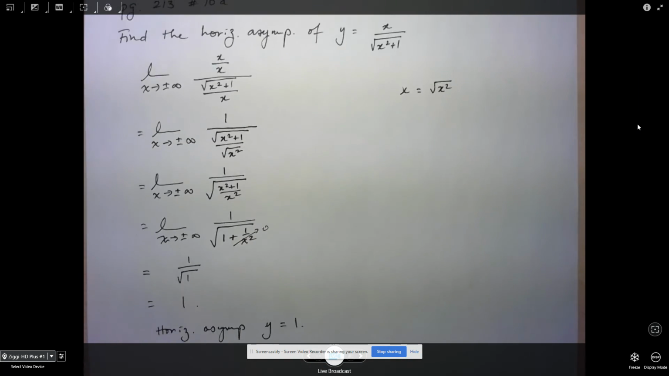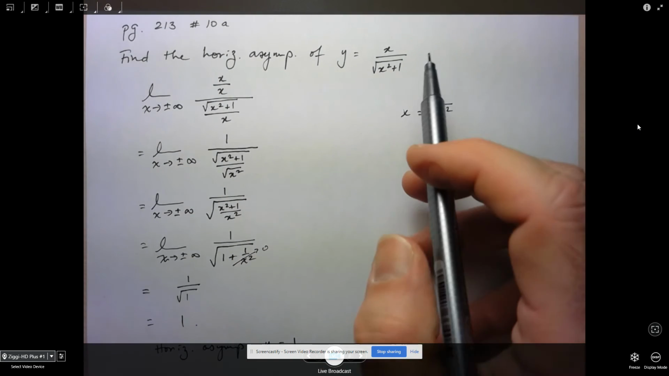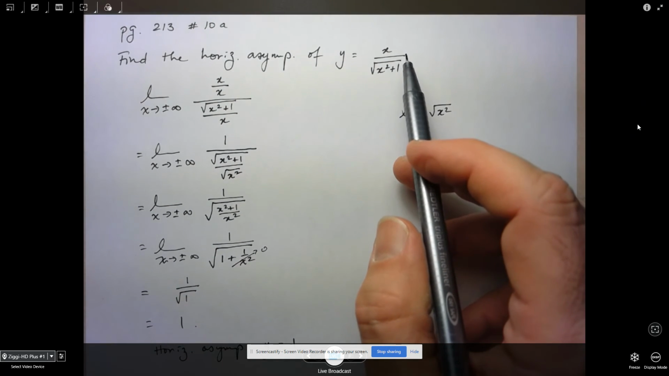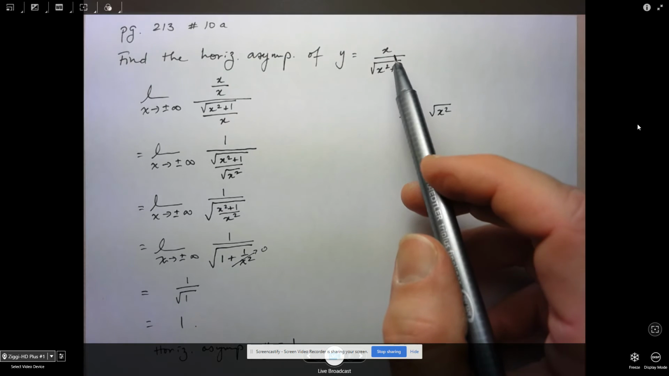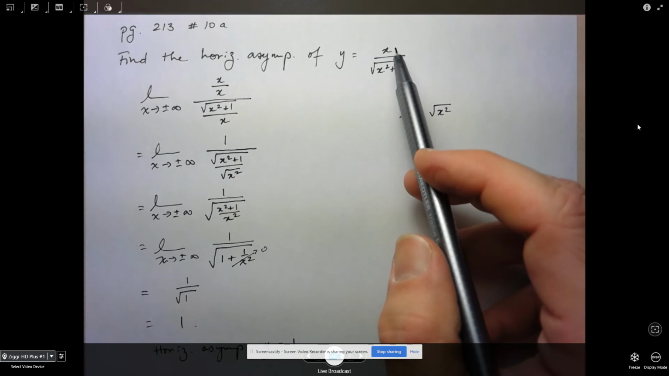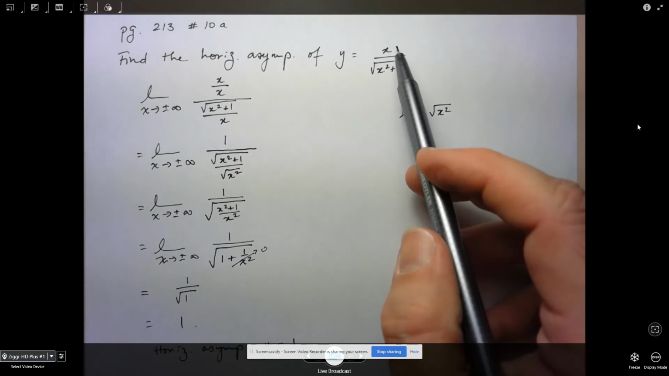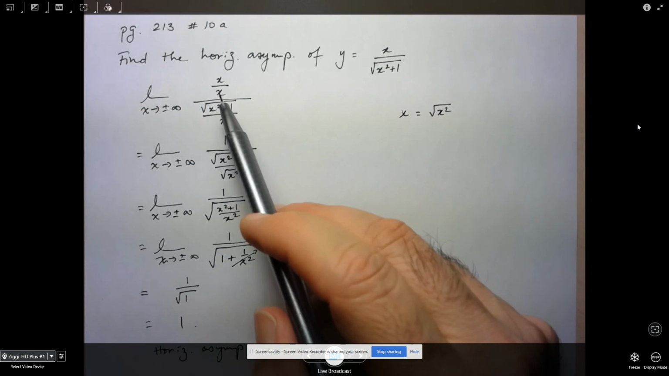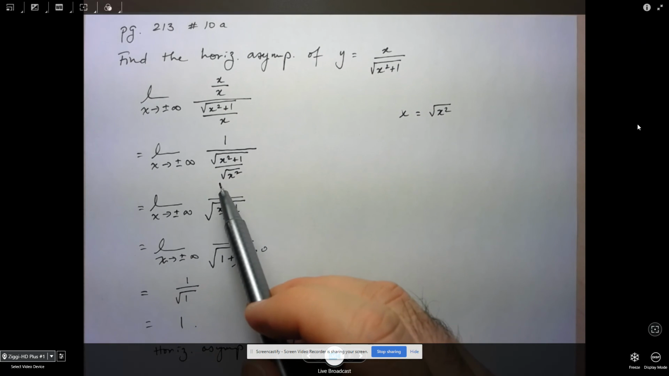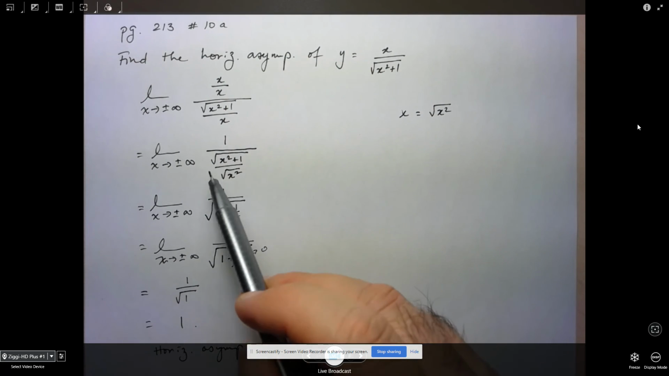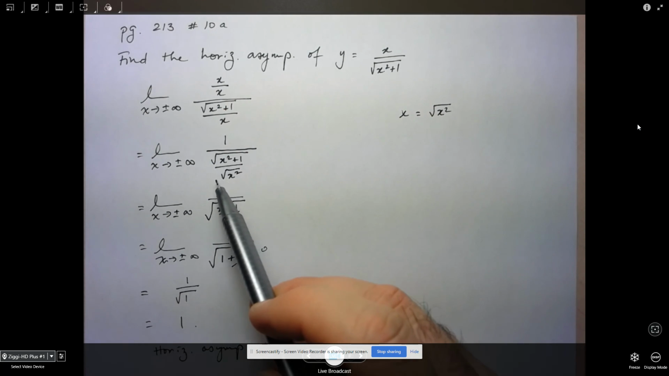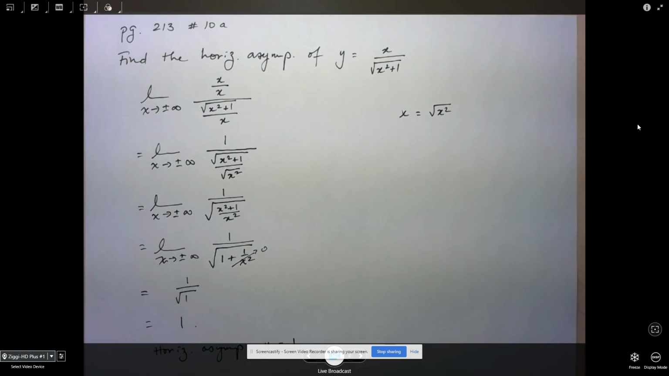Just to recap, while this was not a rational function, I used a similar trick to the one I used when the degree was the same in the numerator and denominator. The highest power of x was x, so I divided numerator and denominator by that, and I had to use my properties of radicals to bring this x inside the square root by rewriting it as the square root of x squared. Okay, that's it for this one.